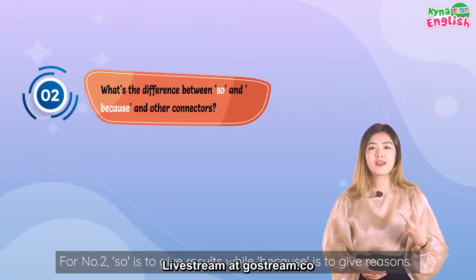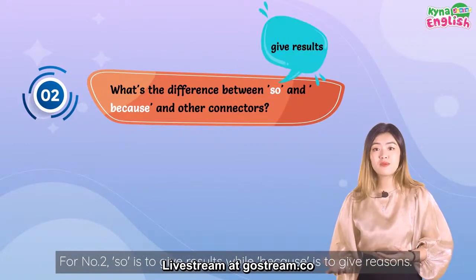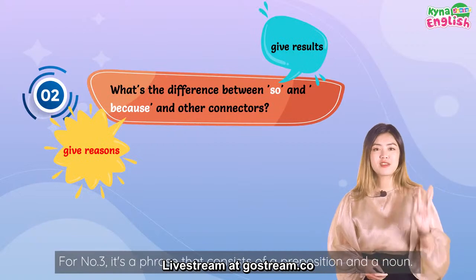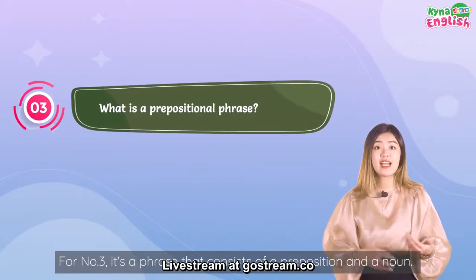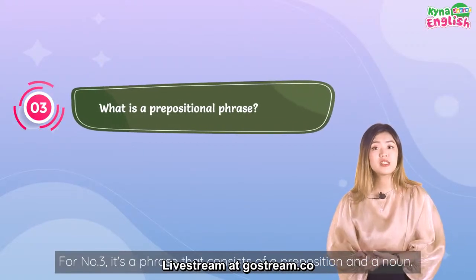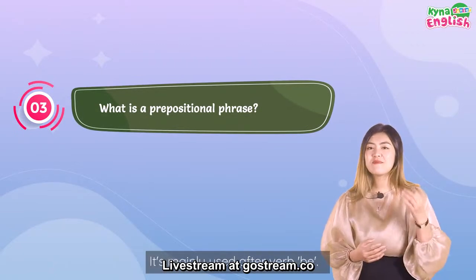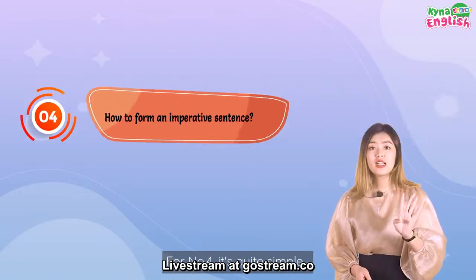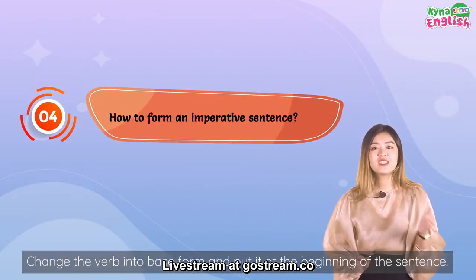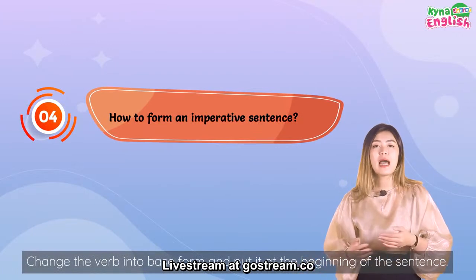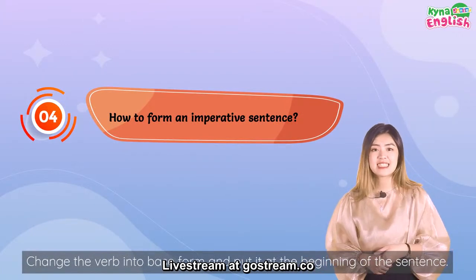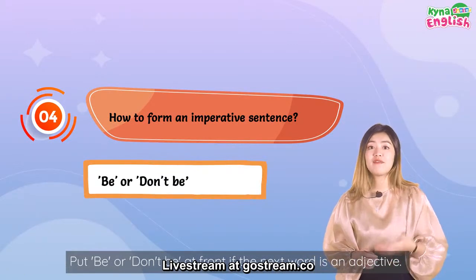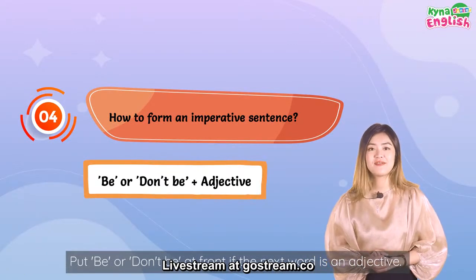For number 2, so is to give results, while because is to give reasons. For number 3, it's a phrase that consists of a preposition and a noun. It's mainly used after verb be. For number 4, it's quite simple. Change the verb into base form and put it at the beginning of the sentence. Put be or don't be at front if the next word is an adjective.